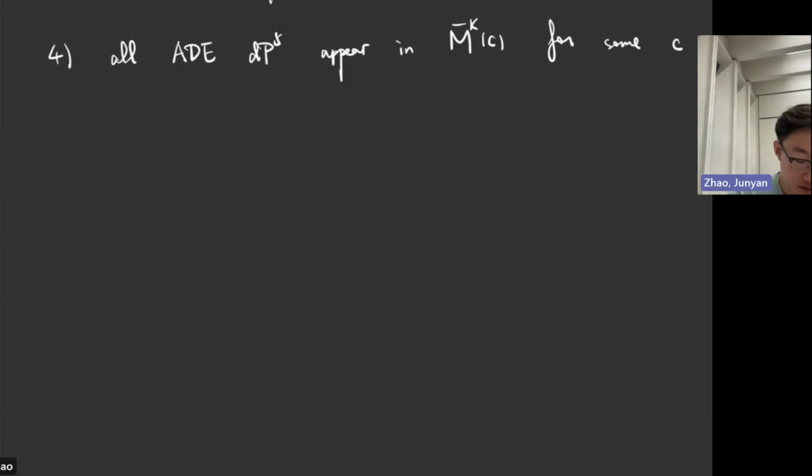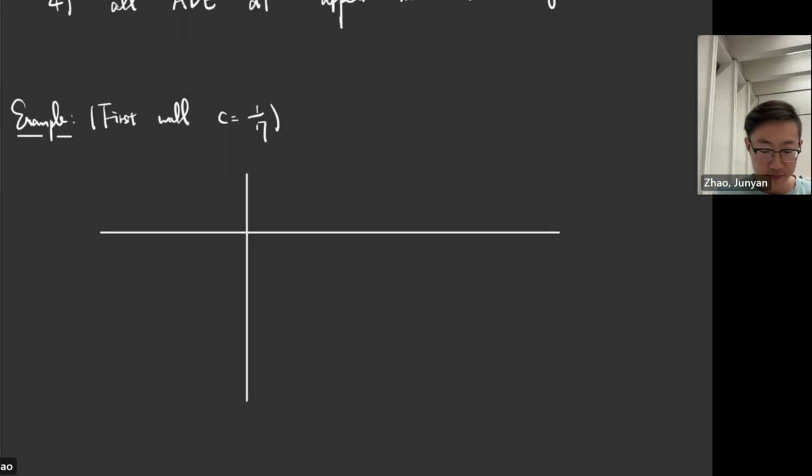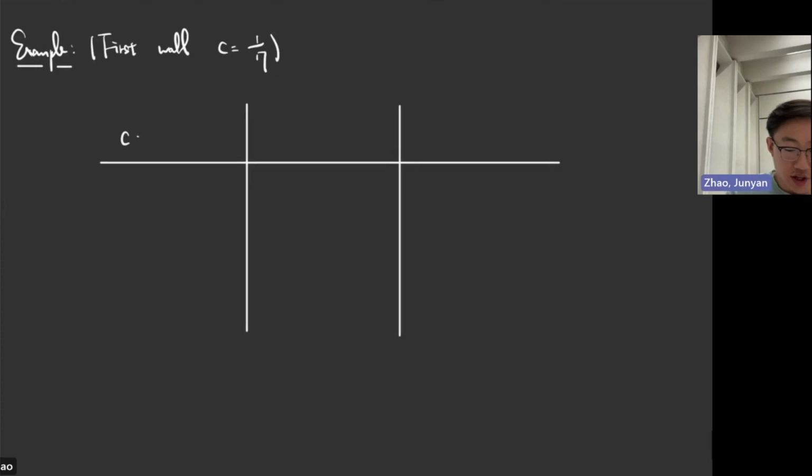Maybe let me give you an example, an example of the wall crossing. Let's see only the first wall, given by 1/17. So let's draw a diagram. Here, when your c is less than 1/17, you have E minus, which is actually only a point.